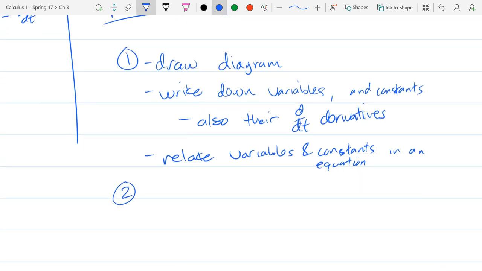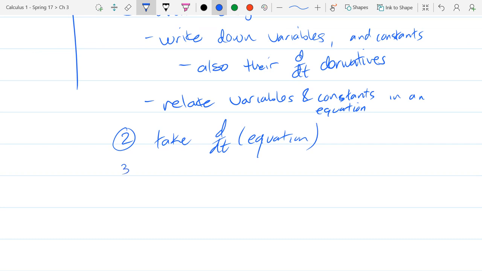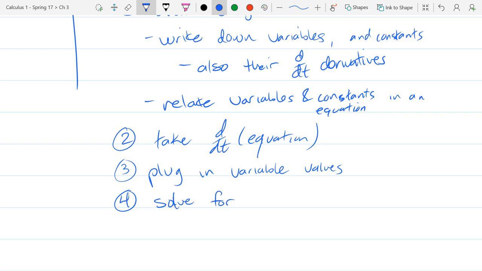So once you have everything set up, take dt of the equation, then plug in values. And last, solve for the term in the original problem or in the question.